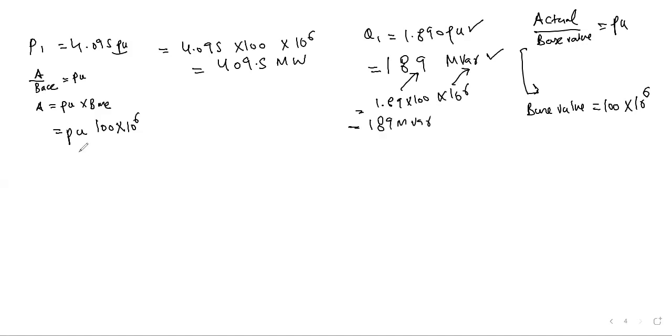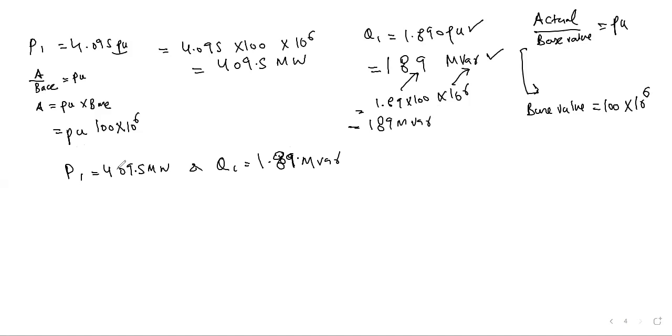So now you got the value, right, sir. Every value is there. Now the P1 value is 409.5 megawatts, and you have the Q1 value also equal to 189 MVAR. Now you can get the losses, the line losses.